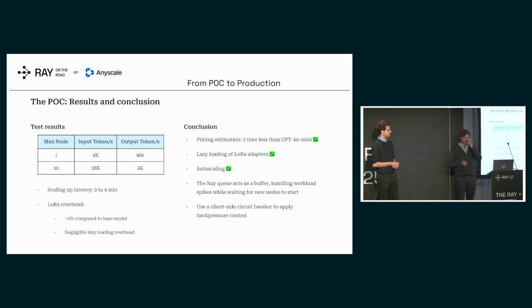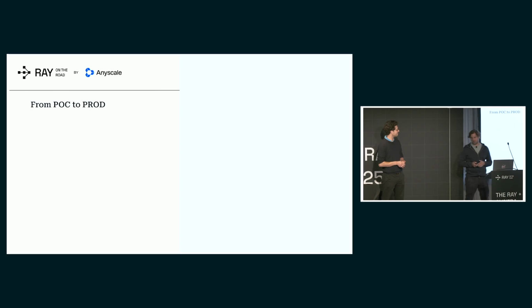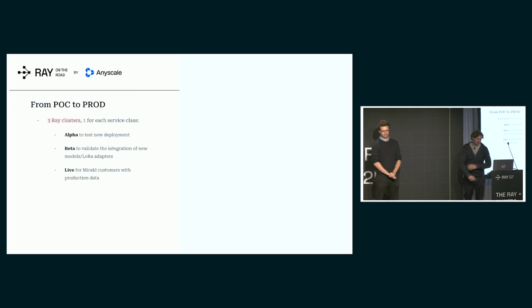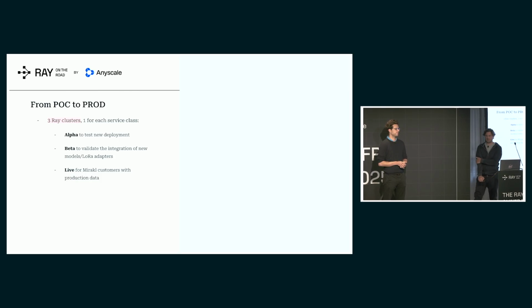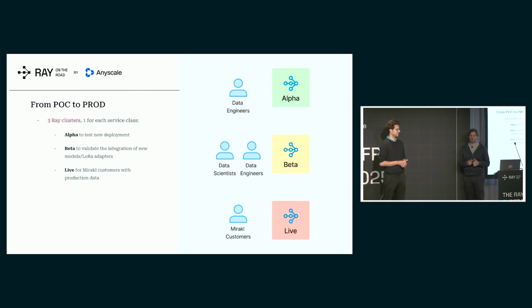So the POC was okay, and now from the POC to production, we started 3 Ray clusters because at Mirakl we work with what we call service classes. So service classes are different types of environments, and each environment is really isolated from one another. We have the alpha environment that is for the data engineers. It's to set up new clusters and to test new versions of the cluster and the upgrade of the cluster.